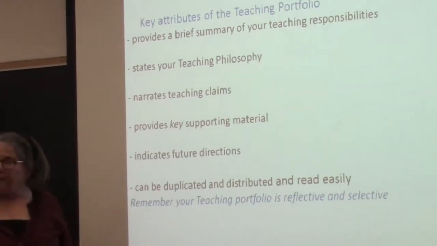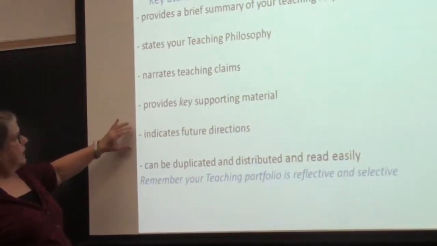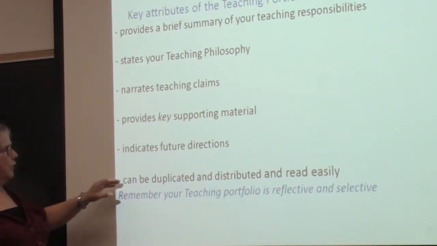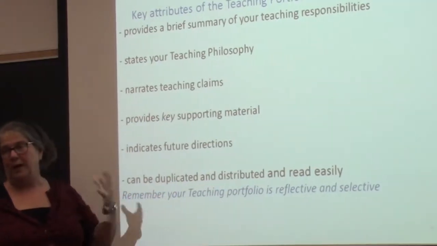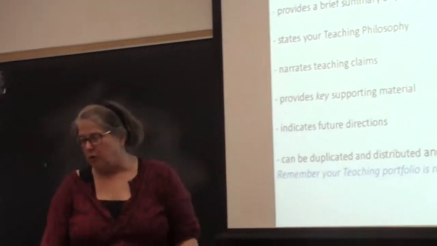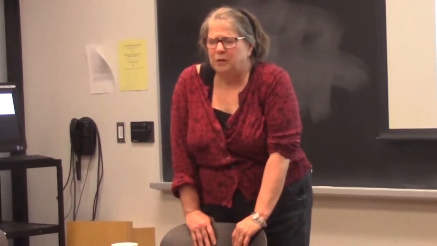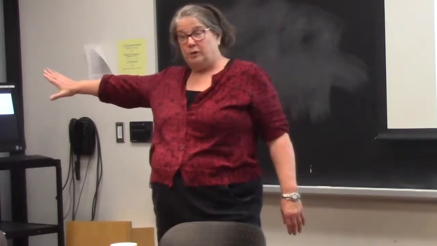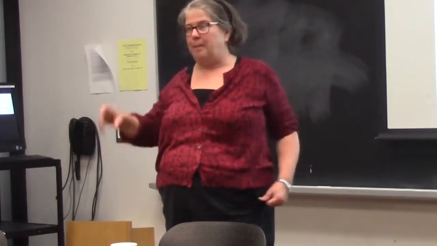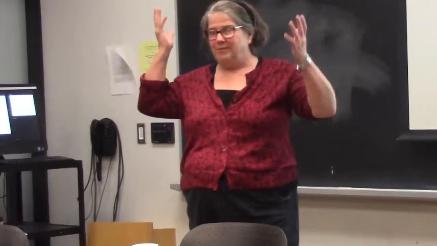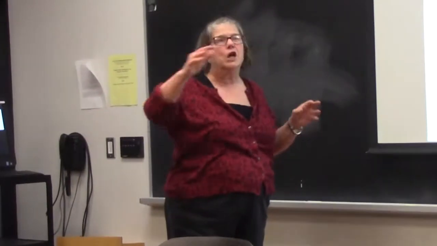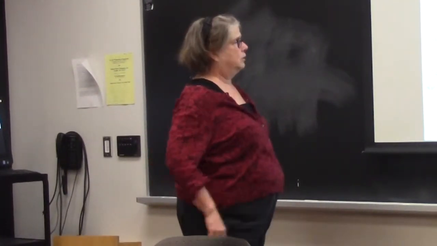It doesn't have to be every shred of evidence you've ever collected. It indicates future directions, and make sure you've had that conversation with your chair to know how you're going to duplicate it and distribute it and have it be read easily. The biggest problem I encounter is that people will refer me to page 3 of appendix 1. If it's at all possible, I like to just number it absolutely from 1 to whatever, because that's easier to find. If you happen to grab the wrong tab, you're not where you need to be. When you refer people to other documents, like an appendix, you want them to easily be able to find that information.